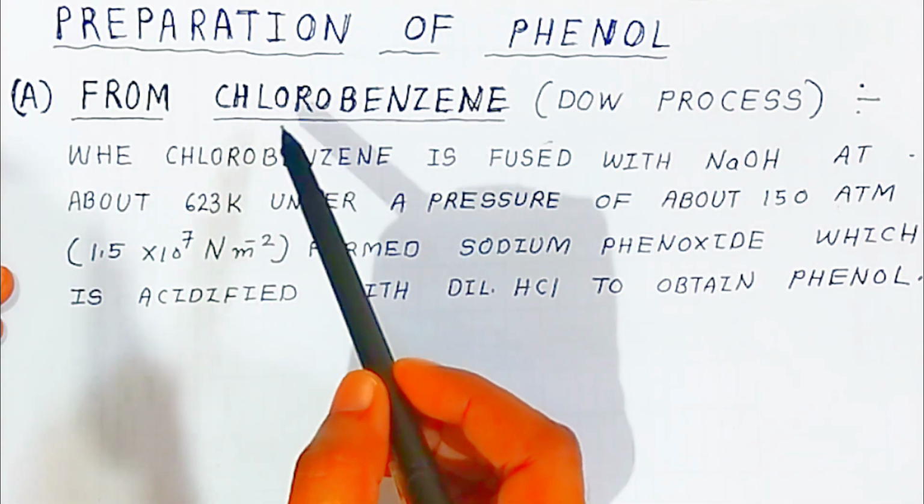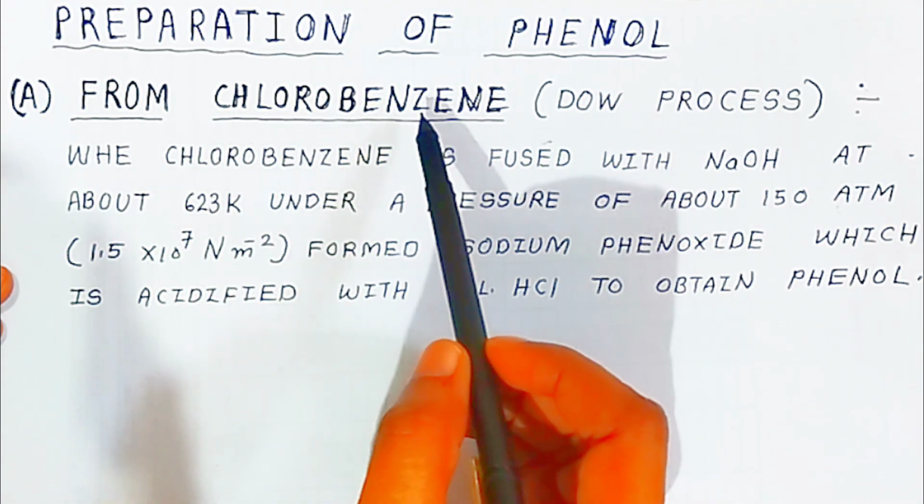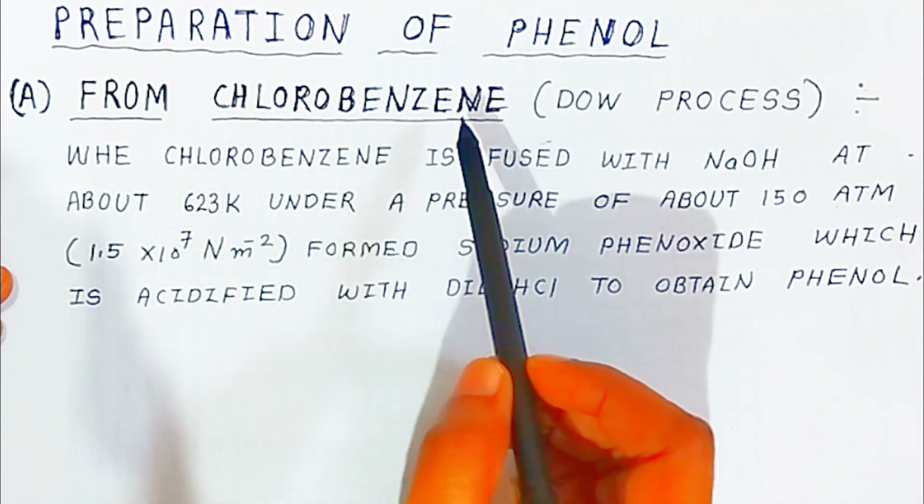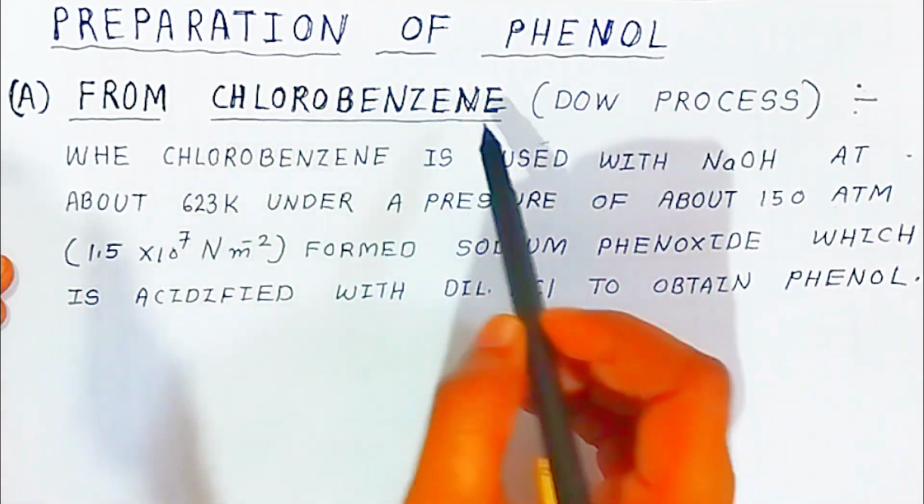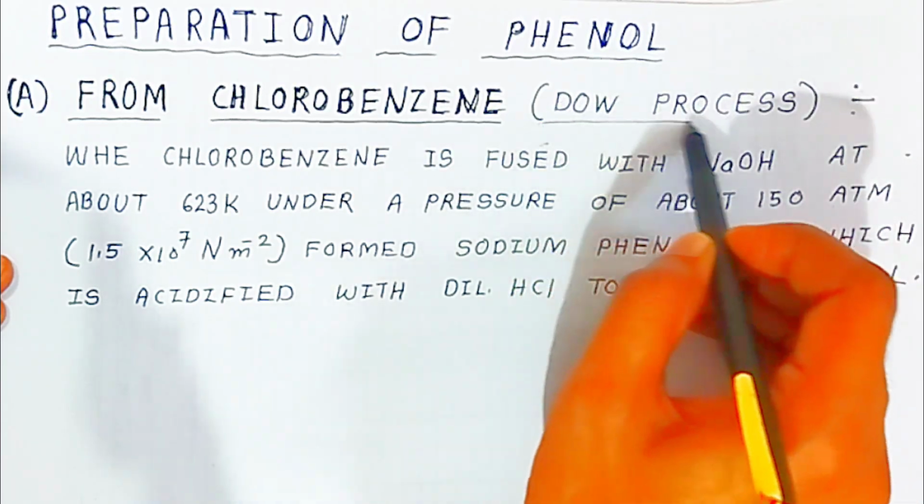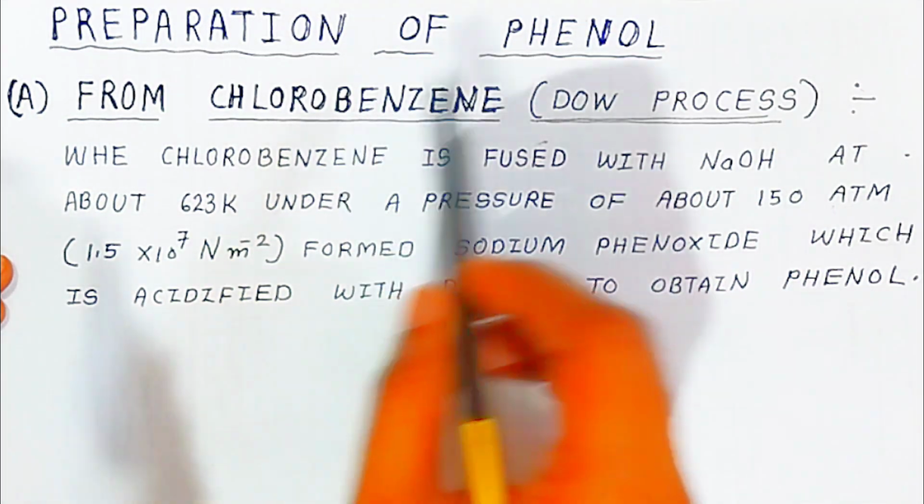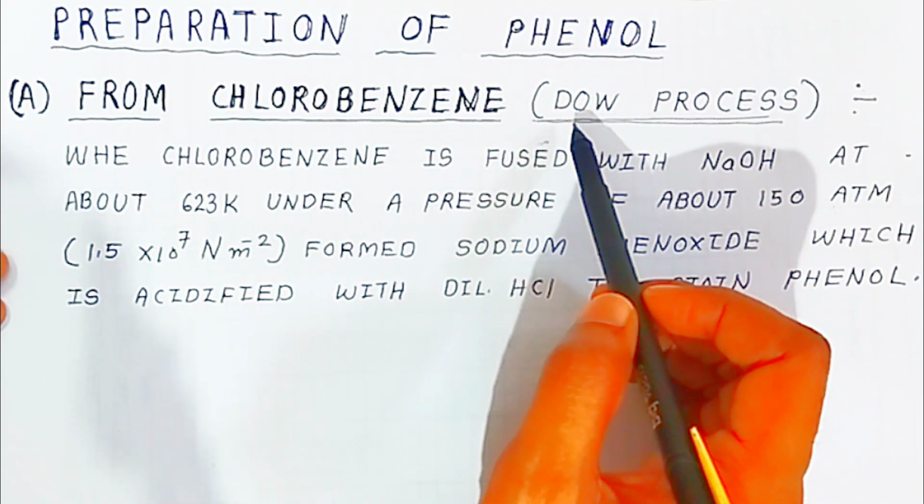We are taking the raw material chlorobenzene, students. In benzene, when one of the hydrogens is replaced by chlorine, we call it chlorobenzene. The process that uses chlorobenzene is called the Dow process. Mind well, if you want to convert chlorobenzene into phenol, the process used is called the Dow process.